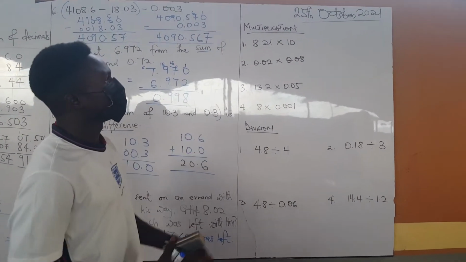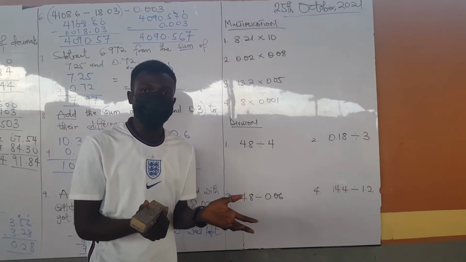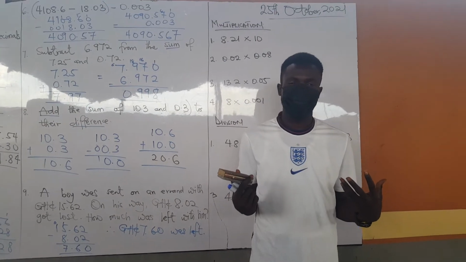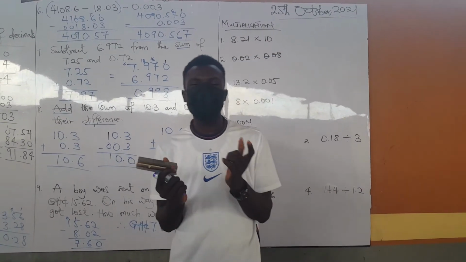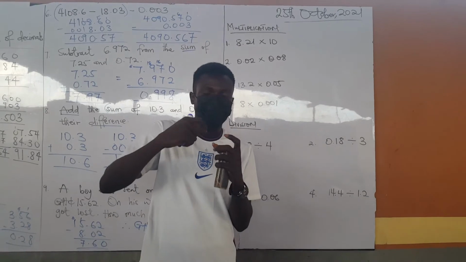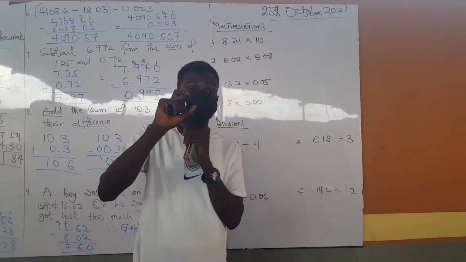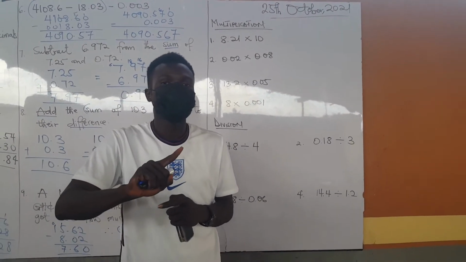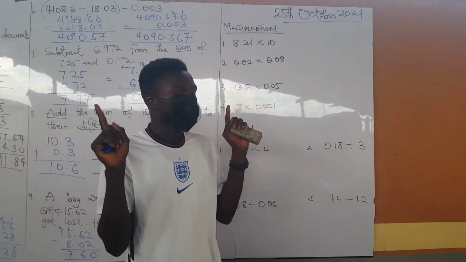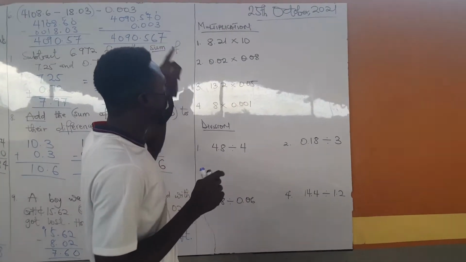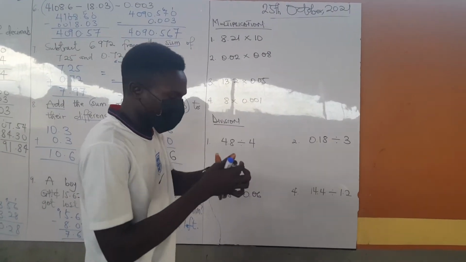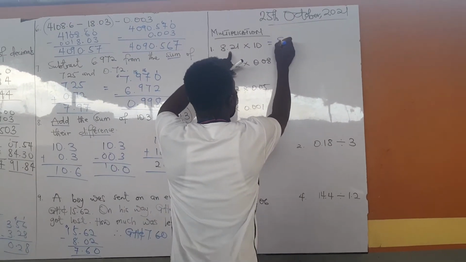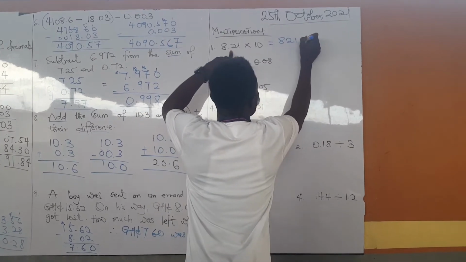Now let's come to the multiplication. Multiplication is also easy, that is how to multiply decimals or decimal fractions. To multiply decimals, what we do is that you are going to remove the decimal point. So we are going to take off the decimal point and assume there is no decimal point. So when you look at this number, I have 8.21 times 10. So if I take off the decimal point from here, I'm going to have 821 times 10.